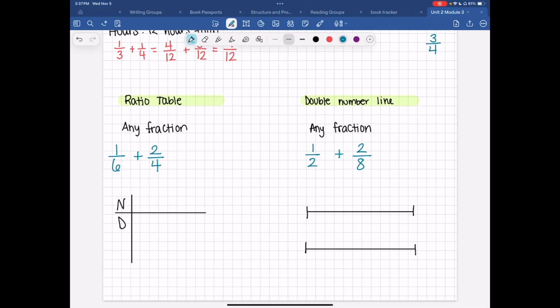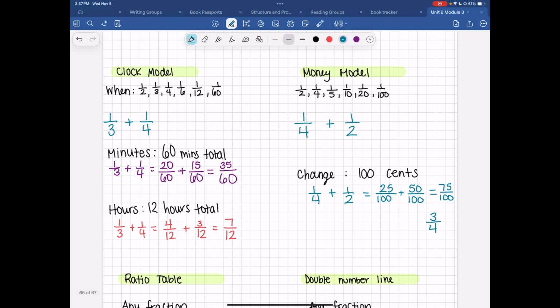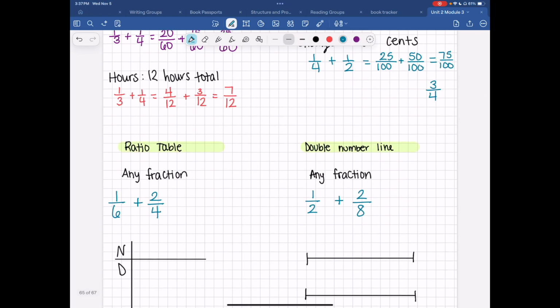Okay, now we're going to move on to our ratio table. In my class, we talked about if the money model and the clock model are a bit confusing to you, or because maybe you don't use change or you're not using an analog clock, they might be confusing, that you might want to use a ratio table.